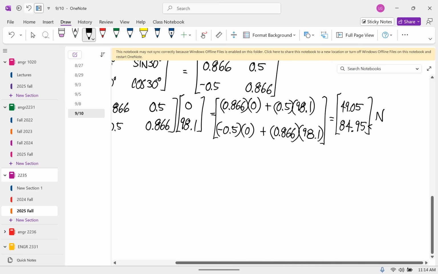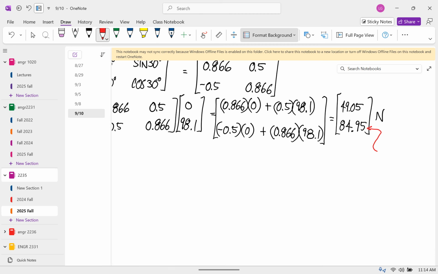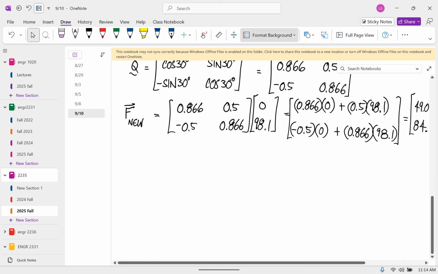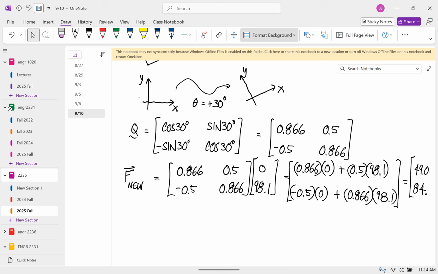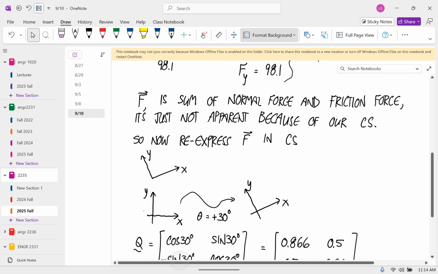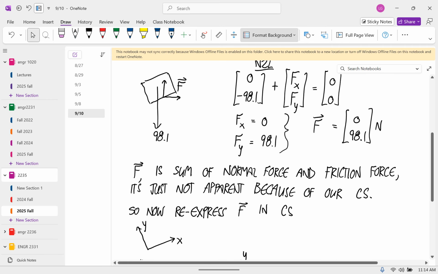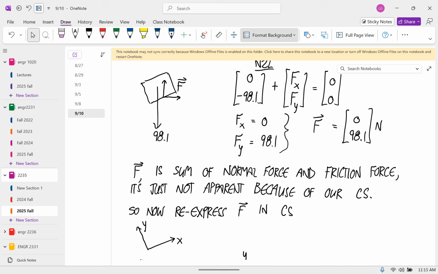And this is the normal force. And this is the friction force. Any questions about that? The x component is always going to be the friction force. Well, in this case, yeah, because the friction force is always going to be along your rotated x-axis, because you orient the coordinate system with the x-axis along the incline.